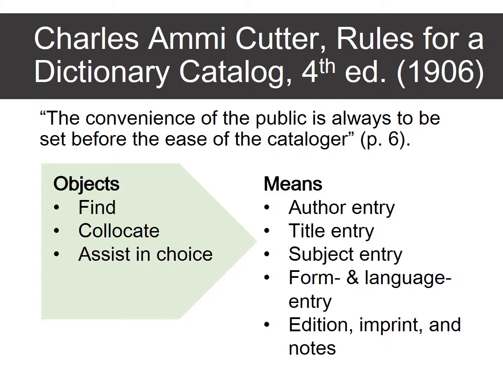In order to achieve these three objects, Cutter outlines 5 possible means. 1. Through author entries. 2. Through title entries. 3. Through subject entries. 4. Through form and language entries. And 5. By way of description about additions, imprints, and other identifying notes.